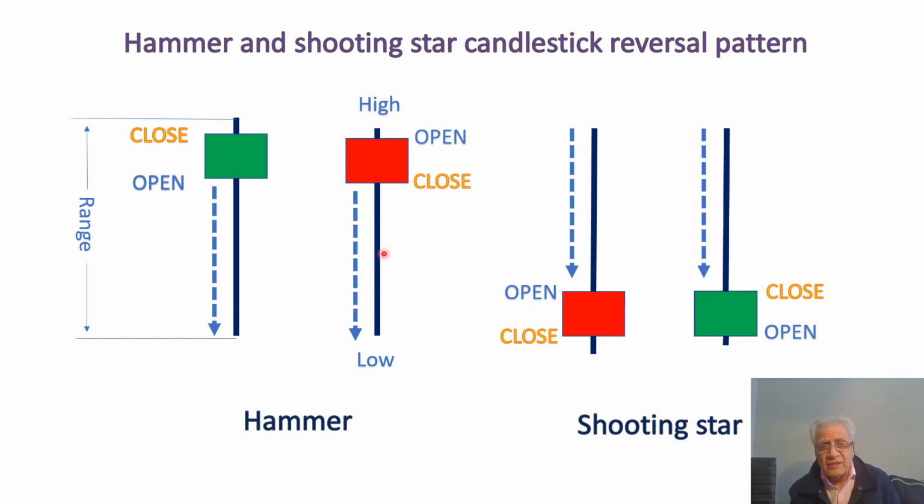Now, in these candles or pin bar, the size of the shadow should be 2 or 3 times longer than the size of the body. That is important.